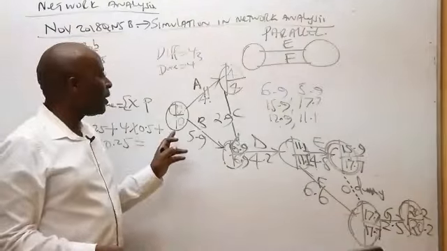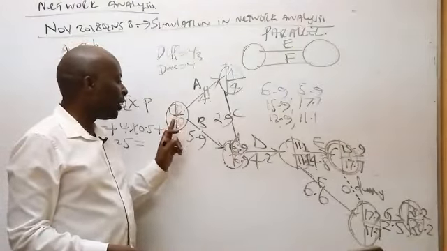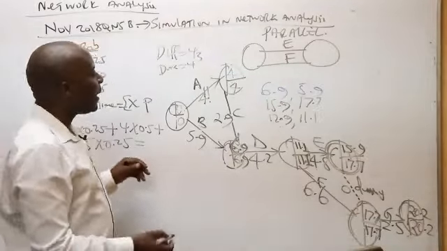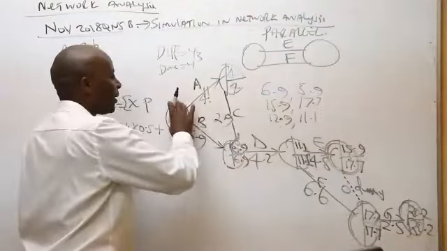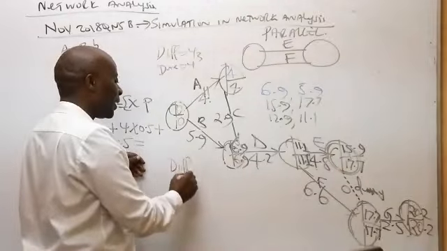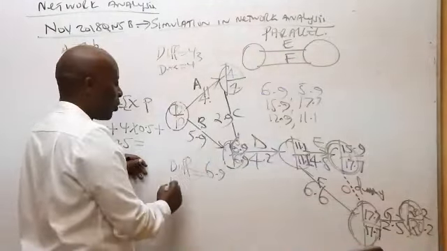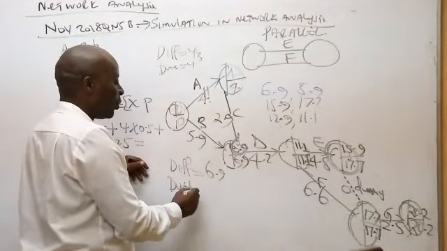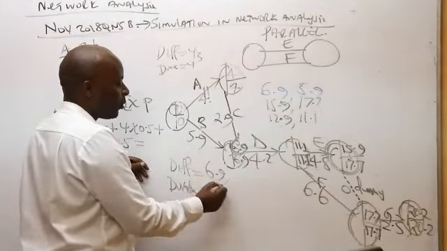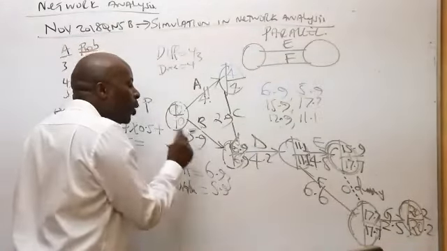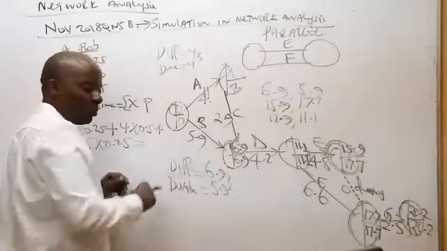Look at B. I agree that there is a match between the tail and a match between the head. But when I take the difference between the head and the tail, that difference gives me 6.9. And then, ladies and gentlemen, the duration of B is 5.9. They are different. So there is no way B can ever be critical.